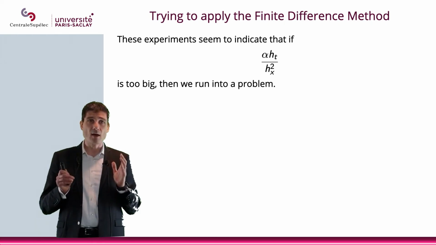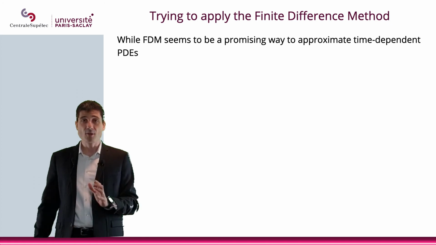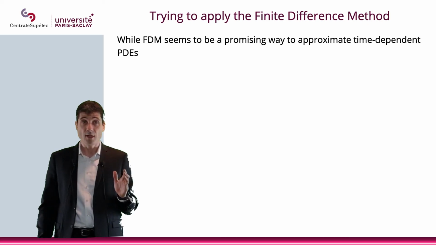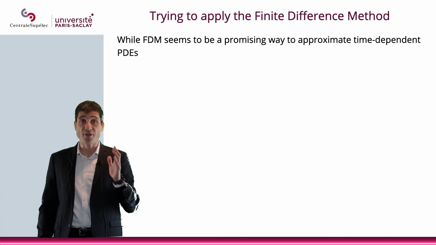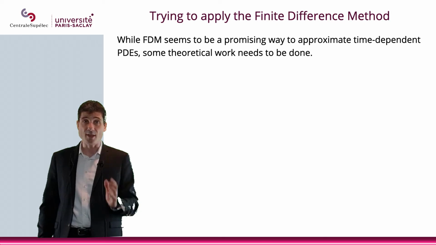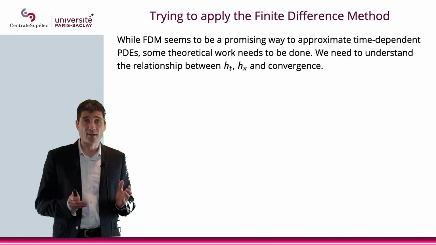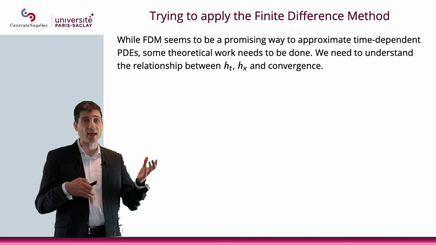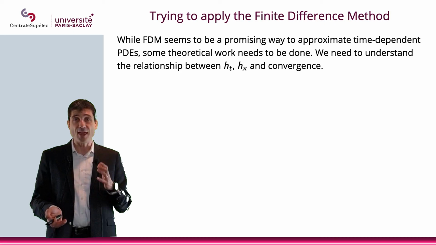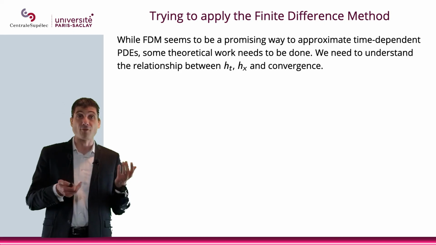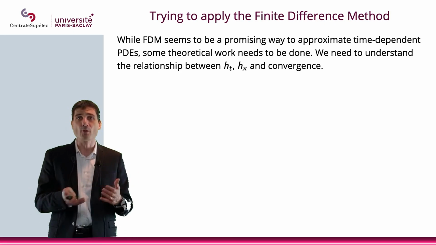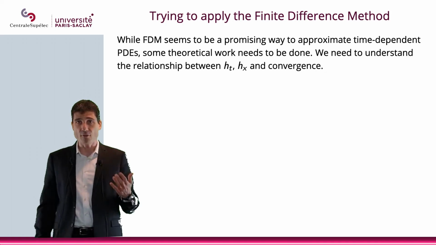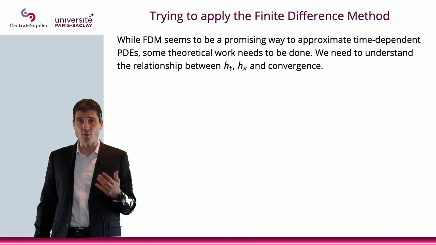Okay, so while the finite difference method seems pretty promising, because we got some results earlier, it also seems that some theoretical work needs to be done. We need to understand that somehow there is a relationship between ht, hx, and alpha that will give me the convergence, or will prevent the convergence from happening. It's not clear at this point why that is so, and that obviously will be part of what we're going to do in this chapter.